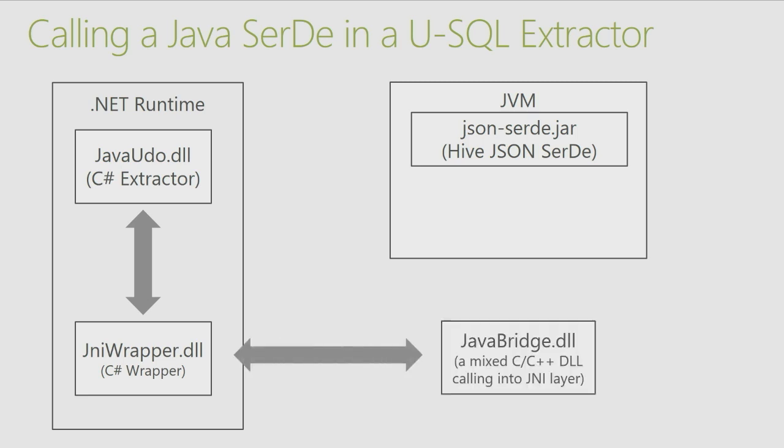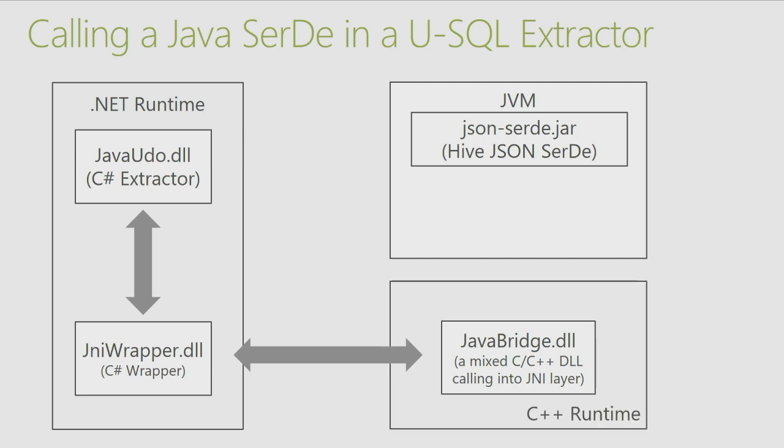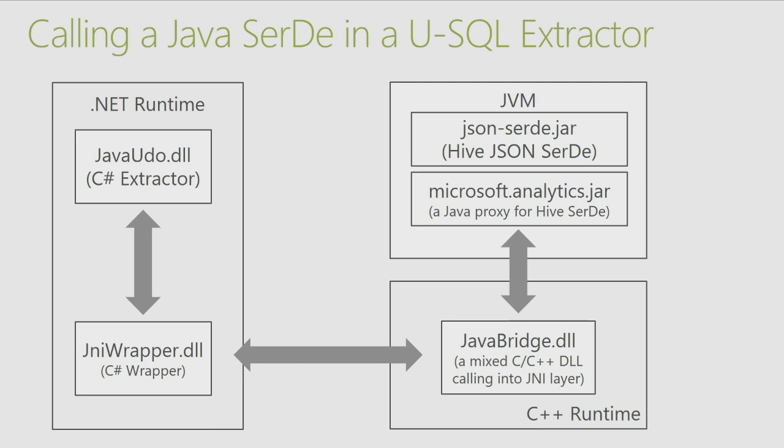Now this wrapper, in turn, uses a JavaBridge.dll, which is a mixed C, C++ DLL that calls into the JNI layer directly. And obviously that needs to run inside the C++ C runtime that we have already deployed to the Vertex as well. And now that bridge will be invoking that Microsoft Analytics jar file that you saw that I instantiated there, which is a small proxy that we wrote to talk to these Hive SerDes on the Java side. And then that will just invoke that JSON SerDe jar file.